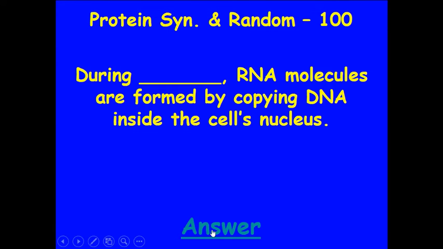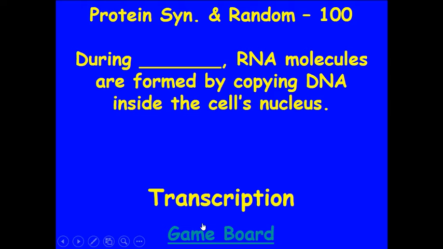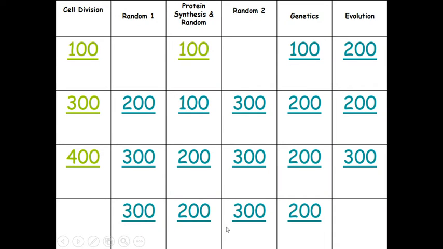Here we go. Transcription. Transcribe means to copy down. So transcription happens in the nucleus, and then messenger RNA leaves the nucleus through a nuclear pore. It goes out to the ribosome in the cytoplasm, and that's where translation or protein synthesis, protein building actually takes place.